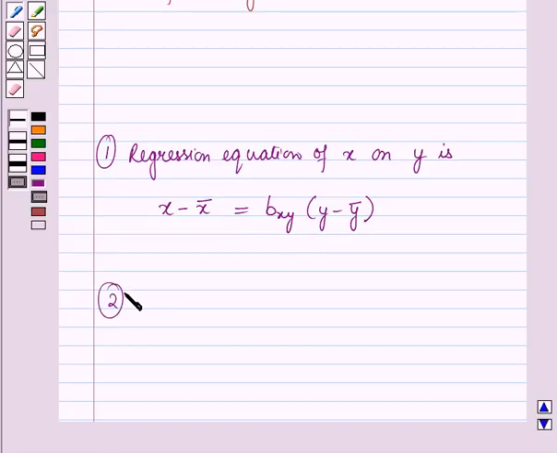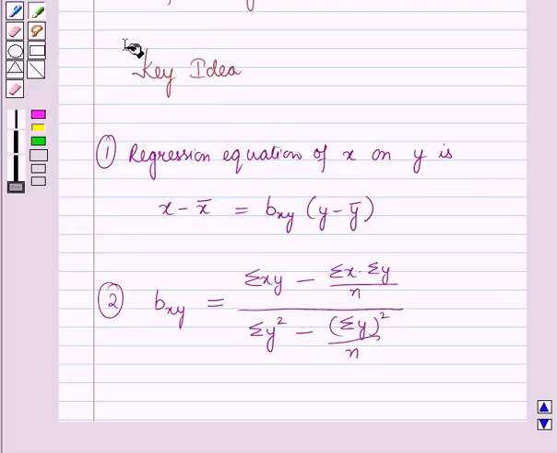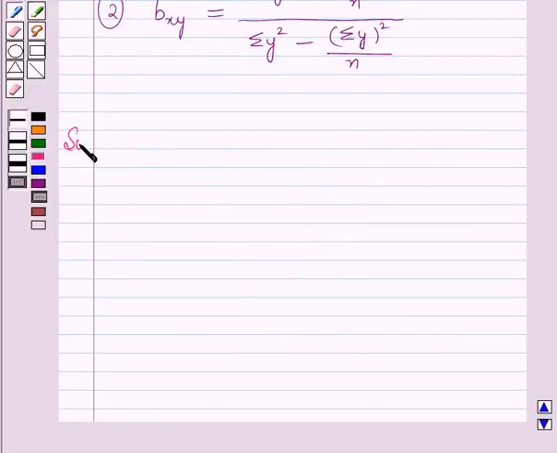And secondly, the regression coefficient bxy is given by the formula summation xy minus summation x into summation y over n, whole upon summation y square minus summation y whole square by n. Now these results will work out as a key idea for solving this question. And now we will start with the solution.